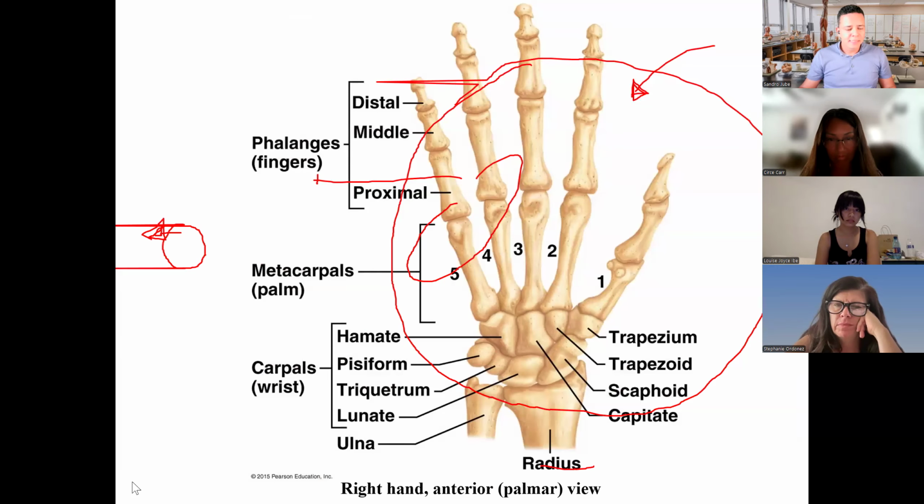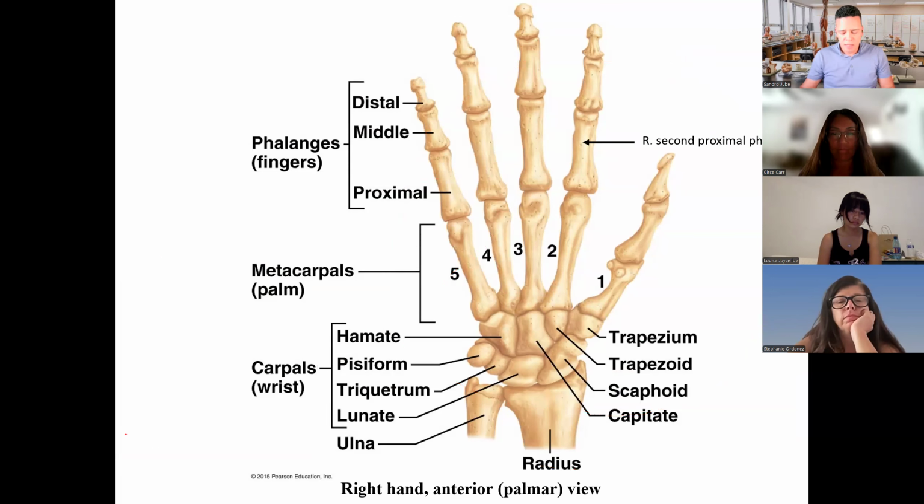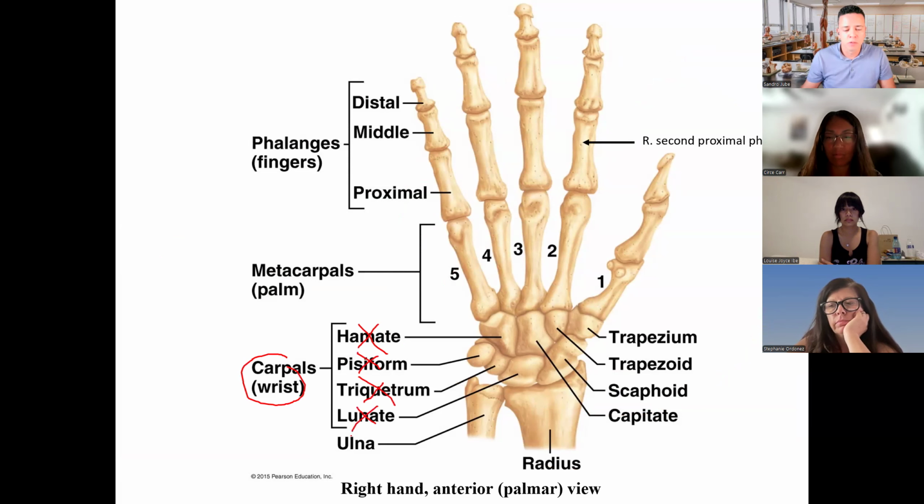All right, so let's name some of these bones right here. And I have very good news. The good news is that you don't need to memorize the name of the carpal bones. We have a total of 8 carpal bones. You don't need to know the name of any one of the wrist bones, the carpal bones. You're welcome. Merry Christmas. Okay.